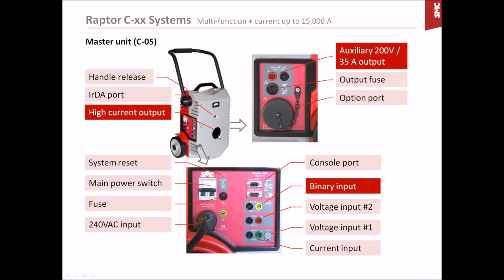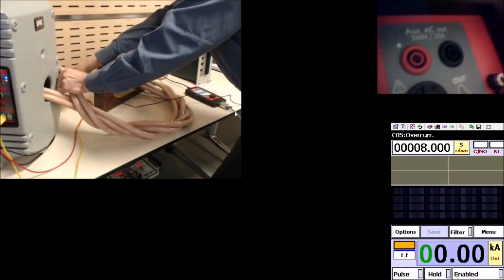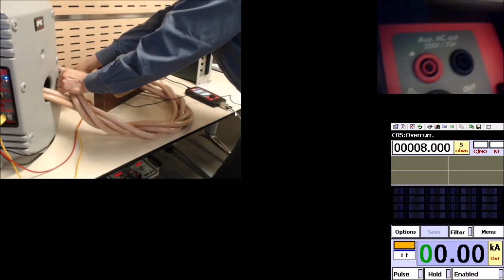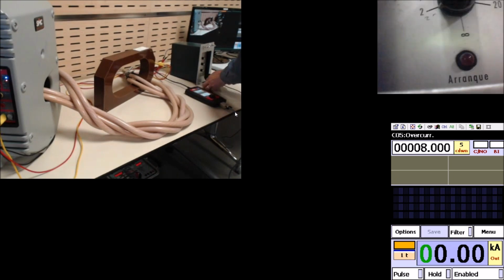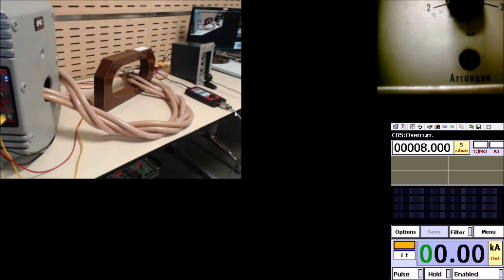In parallel to this, we have an auxiliary output, which is a conversion of the same power. The output power of the master Raptor unit is 3 kilovolt-amperes. So the same power you can get from these smaller connections here on the right side of the unit. I will show you on the camera. Okay, I think you can see it now. This is the auxiliary output. It can be used alternatively to the primary current output. This is designed for smaller currents but higher voltages. There are a lot of applications that you can use this auxiliary output for.